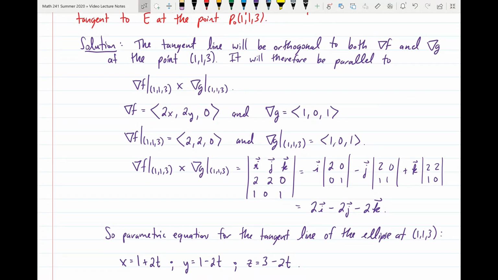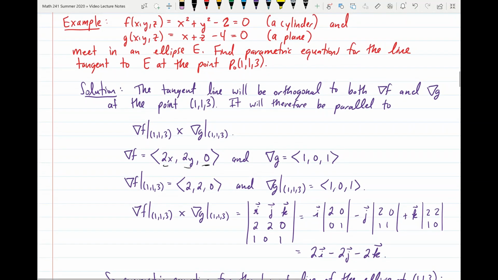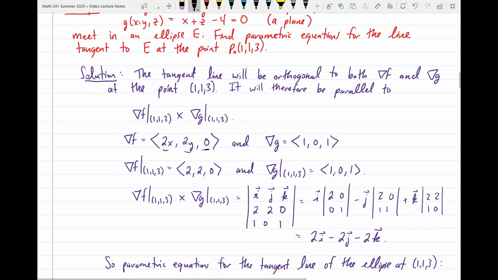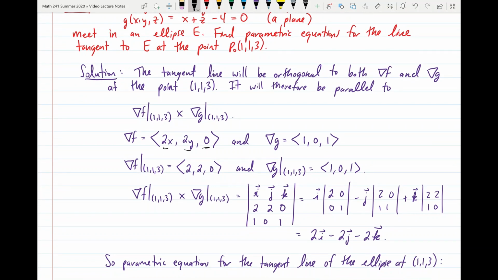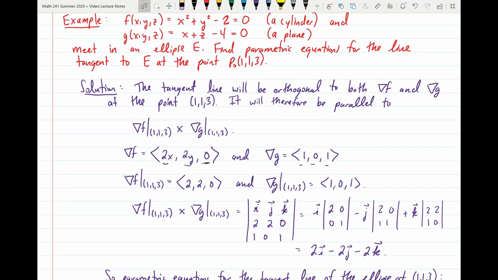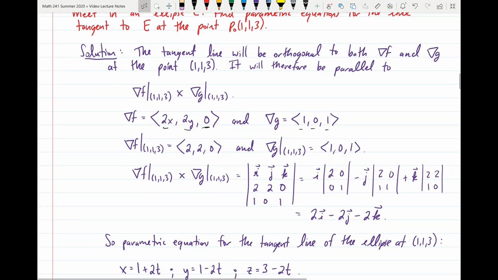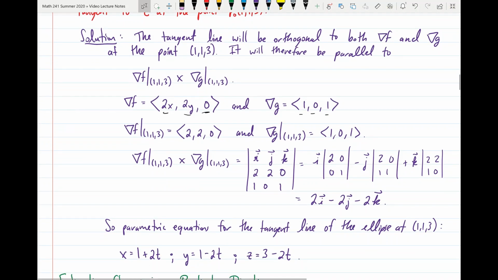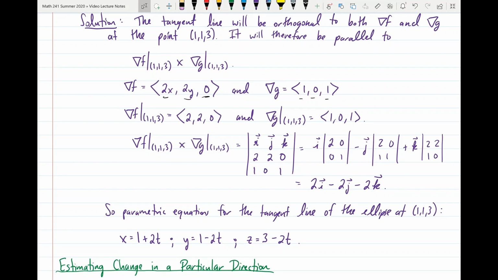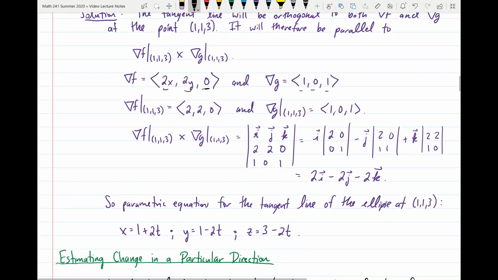So first we find the gradient of f. We take partial x, partial y, and partial z in the respective components, and we end up with the vector 2x, 2y, 0, and then the gradient of g. Again, we take partial x, partial y, and partial z in the respective components. We end up with 1, 0, 1 as the vector. And now we can take both of these gradients and evaluate them at the point 1, 1, 3. So when we plug in for the gradient of f, we get the vector 2, 2, 0. And when we plug in for the gradient of g, we get the vector 1, 0, 1.